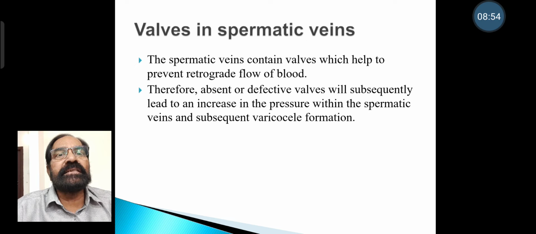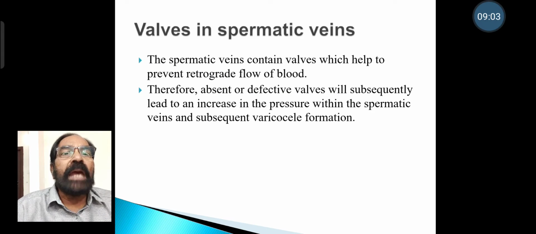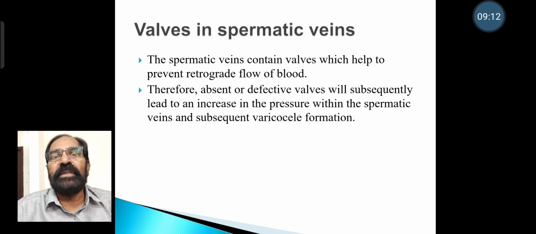Valves in the spermatic veins. Spermatic veins contain valves which help to prevent retrograde flow of blood. Therefore, absent or defective valves will subsequently lead to an increase in the pressure within the spermatic veins and varicocele formation.